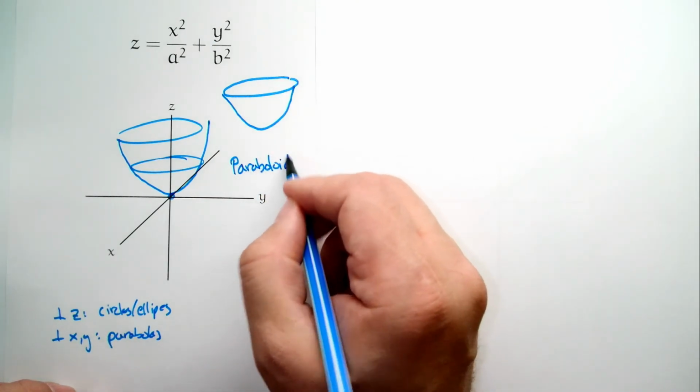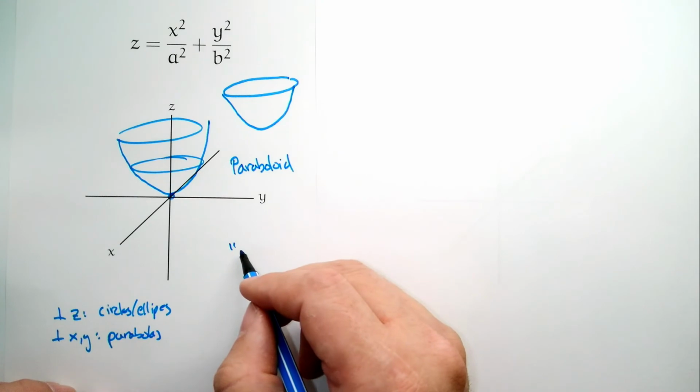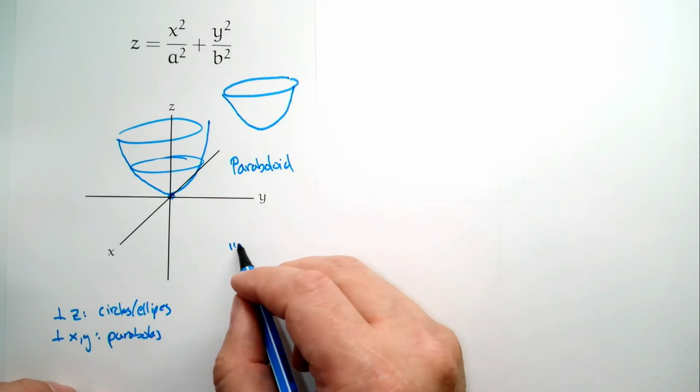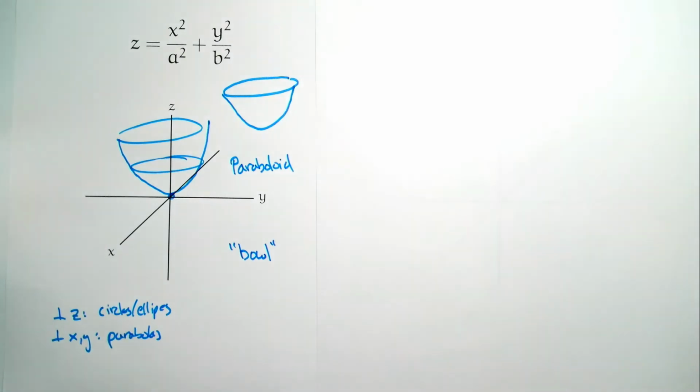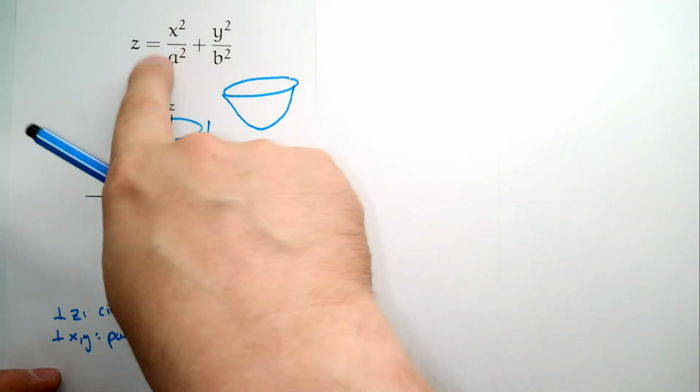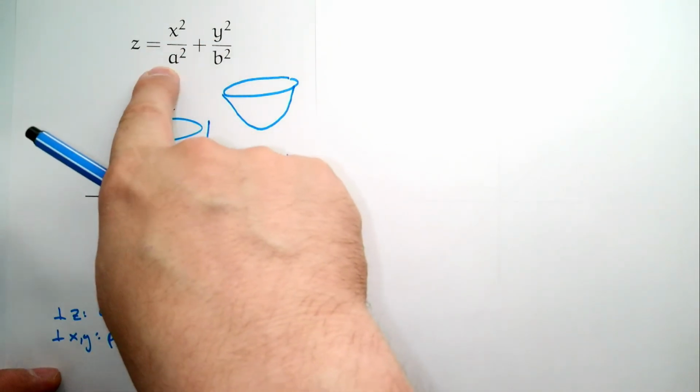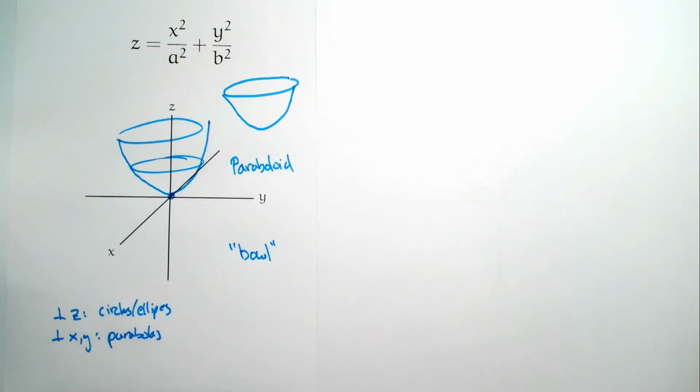But normally we're friends here, and friends we can be more informal. So we can say this is like a bowl. When we talk about a bowl, we usually mean a paraboloid. And this is a bowl that opens up. We could make a bowl that opens down. If we wanted to turn it upside down, what would we do? We just put negative signs here: negative x squared over a squared, negative y squared over b squared. That would flip it upside down. So we could have an upside down bowl.